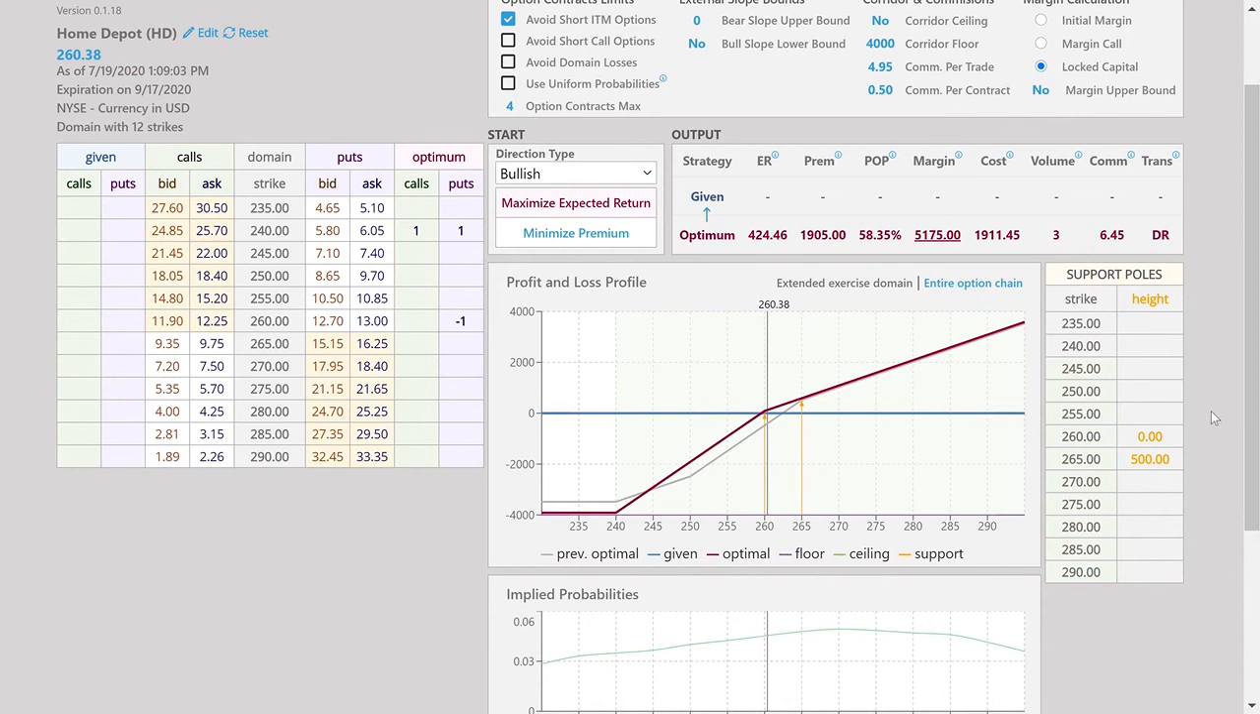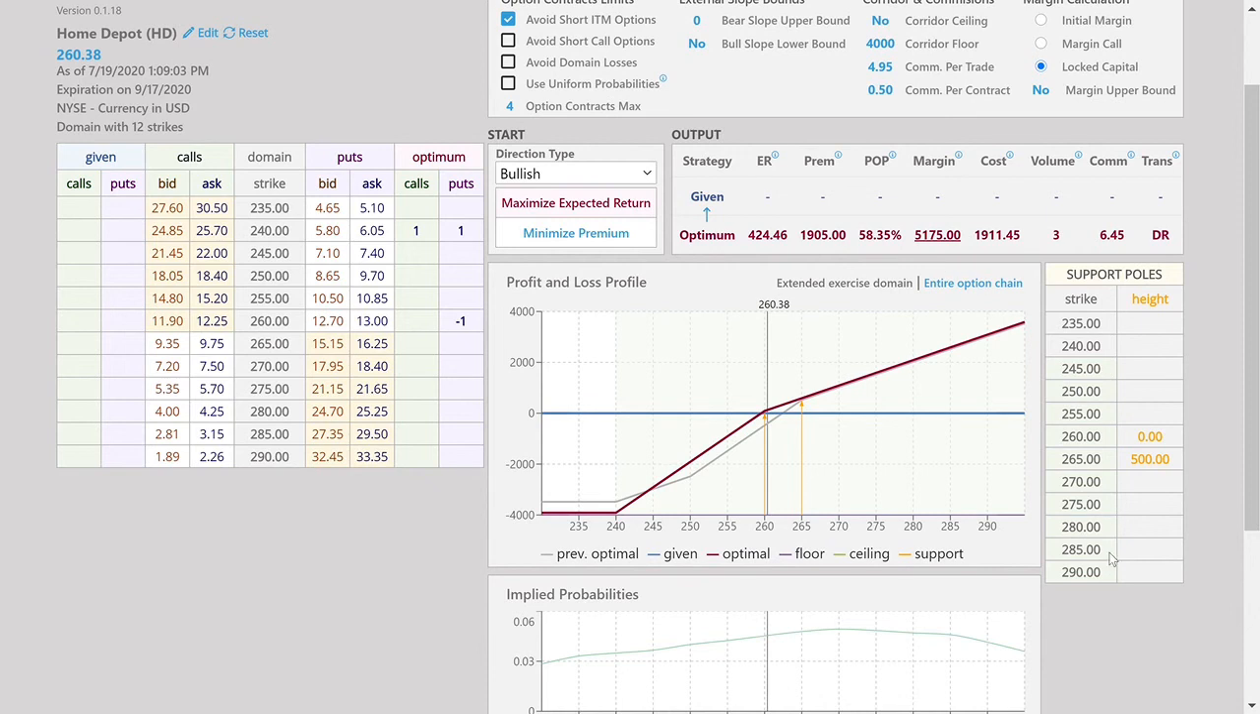But let us try to improve it. So currently we have an expected return of $424.46, and the probability of profit of 58.35%, which is pretty good.